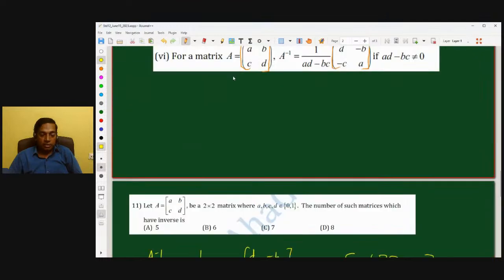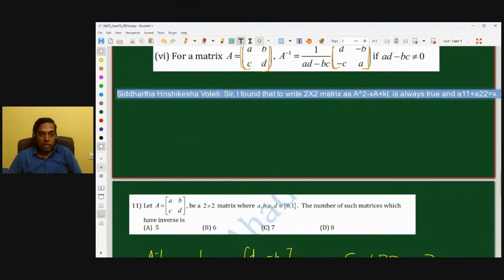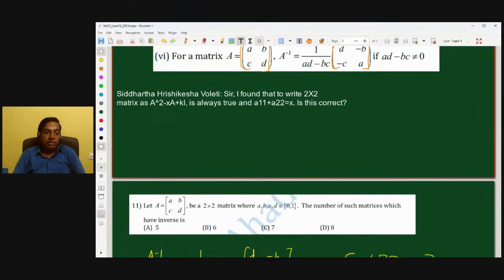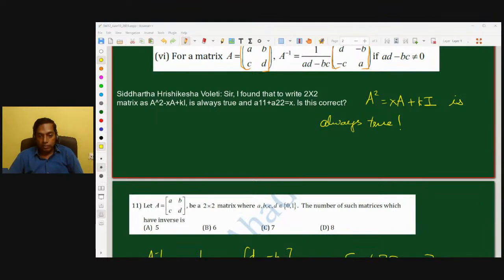Siddhartha Rishikesha has made an excellent observation. I gave this as a challenge question: to write a 2 by 2 matrix as A squared is equal to XA plus KI. Yes, you're right, Siddhartha. I don't remember the exact values, but you're always able to write it, so you'll be able to solve for X and K. Please go ahead and solve question 11.